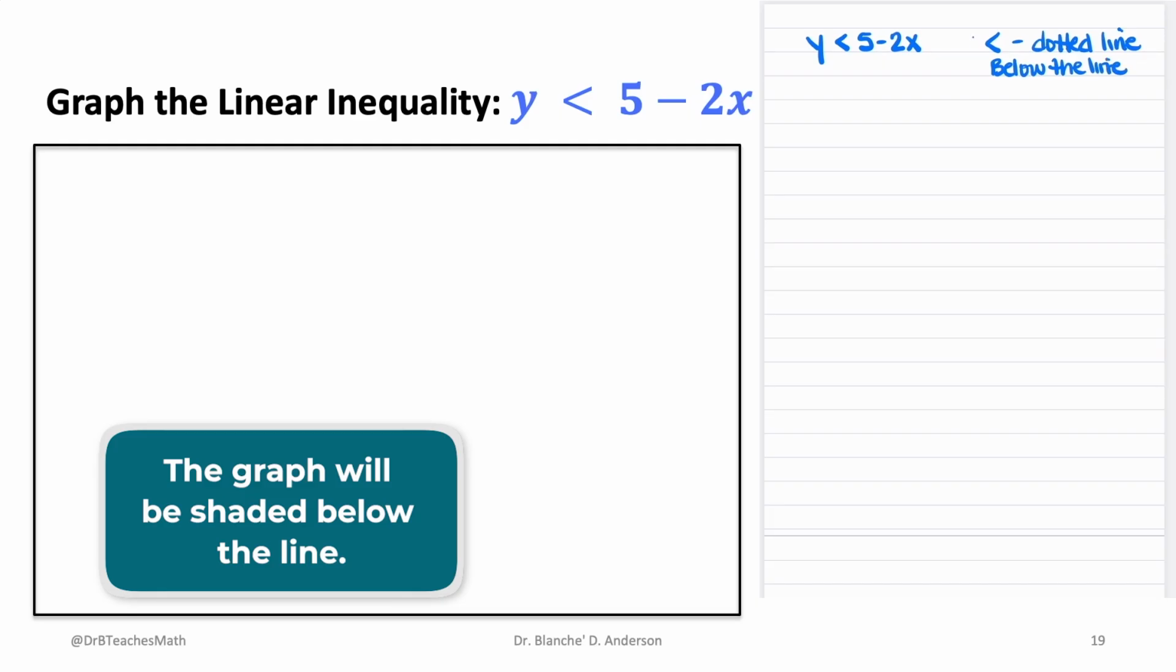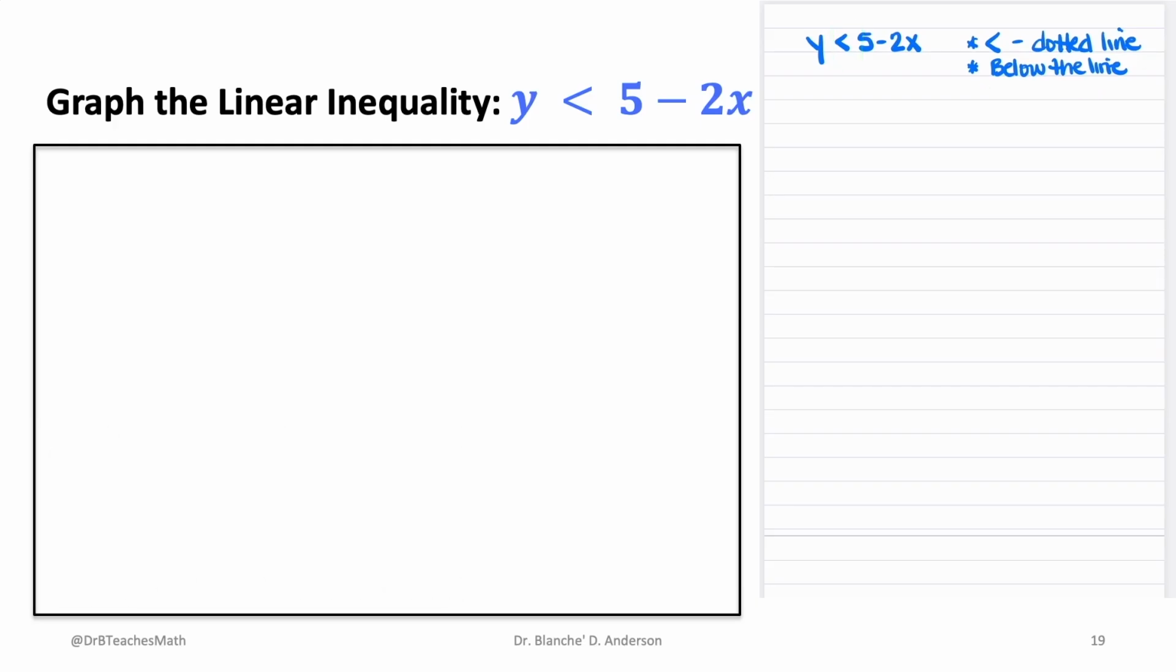Why? Because of that chart. Remember, that chart told us if it's in slope-intercept form, which this is, that we shade below the line because it says less than.